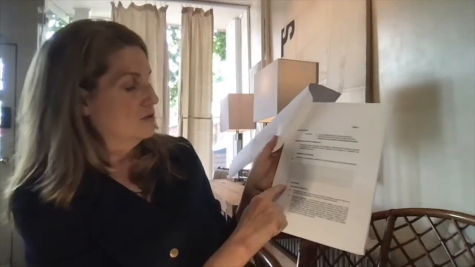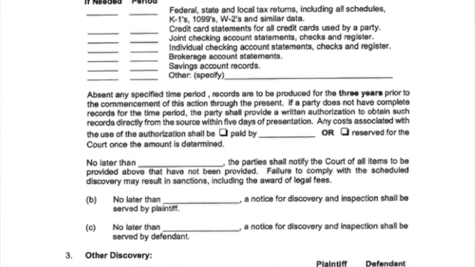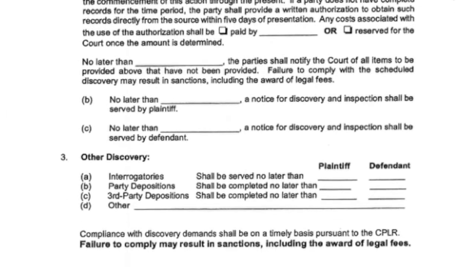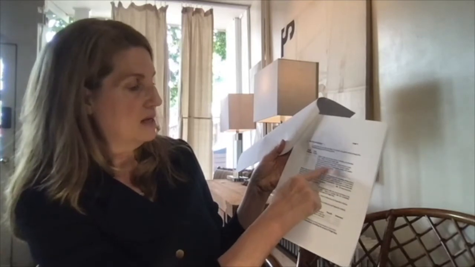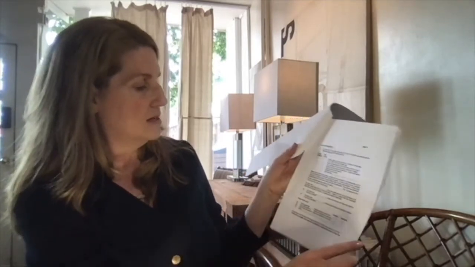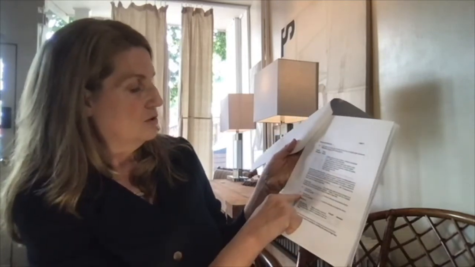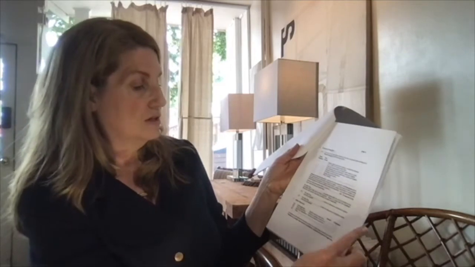And then, essentially, under the discovery section, you're basically agreeing on dates by which to exchange things like financial records, right? Tax returns, credit card statements, banking statements, brokerage accounts, all that kind of stuff. And these are the dates that you're going to, no later than blank, a notice of discovery and inspection shall be served. So that's all the stages of litigation.